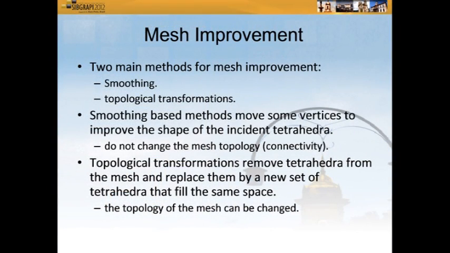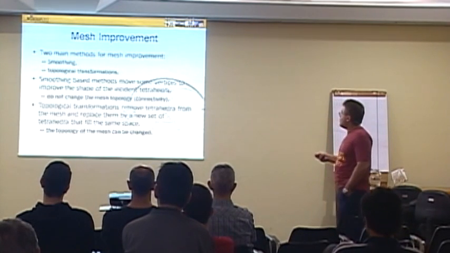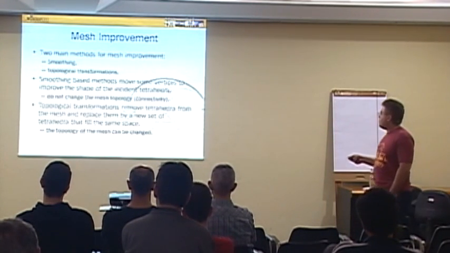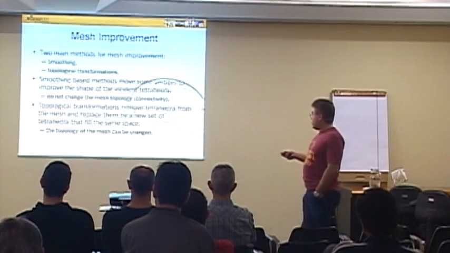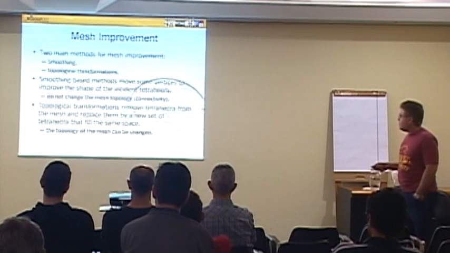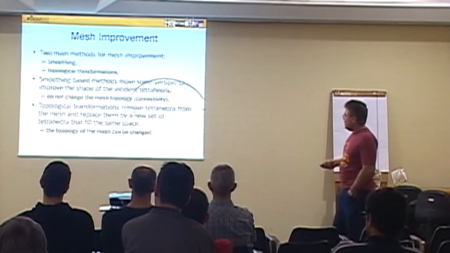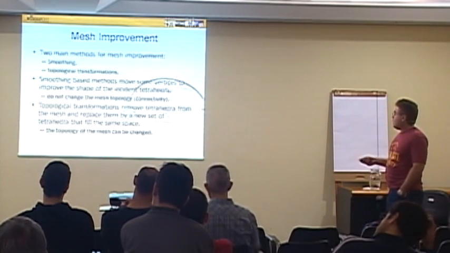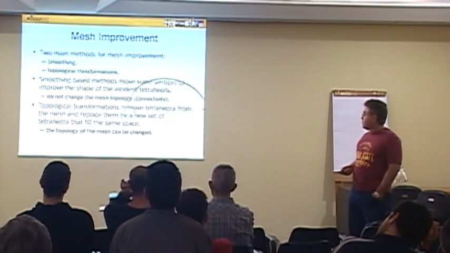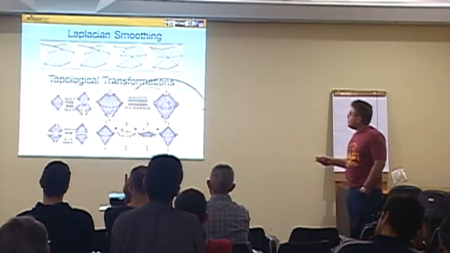Basically, we have 2 main methods for mesh improvement. We have smoothing and topological transformations. Smoothing-based methods move some vertices to improve the shape of the incident tetrahedra. They do not change the mesh topology, that is, the connectivity. Topological transformations, on the other hand, remove tetrahedra from the mesh and replace them by a new set of tetrahedra. In this case, the topology of the mesh can be changed.